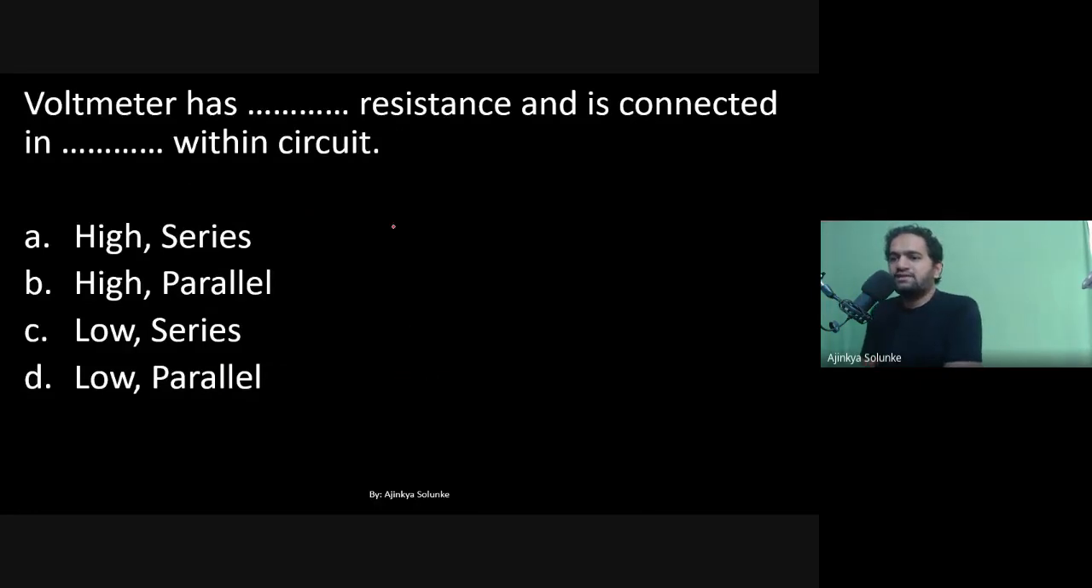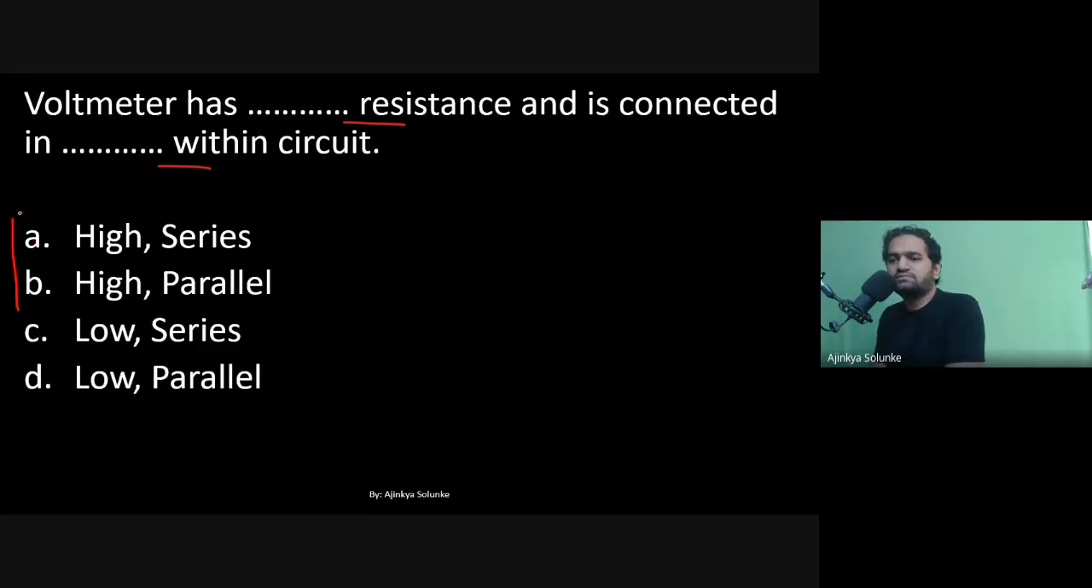Now you tell me the answer for this. The voltmeter has dash resistance as it is connected in dash within the circuit. What do you think? Yes, correct. Many students are giving correct answers. Some students are saying A, some are saying B. Okay. The voltmeter has what kind of resistance? High resistance.